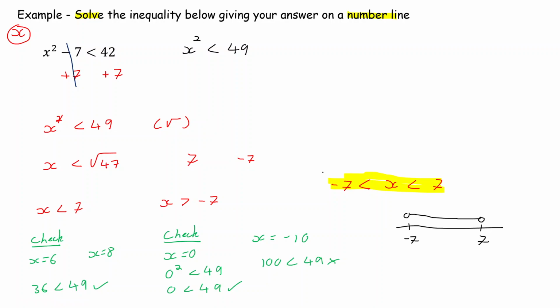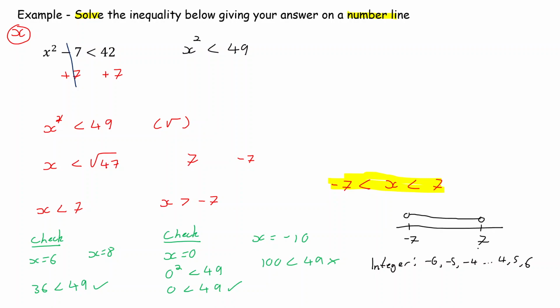So the integer values here that are going to work. If we were to list the integer, the whole number values for this question that work, it's going to be from not minus 7, but minus 6, minus 5, minus 4, all the way up: minus 3, minus 2, minus 1, 0, 1, 2, 3, 4, 5, and then 6. But you would not include 7.